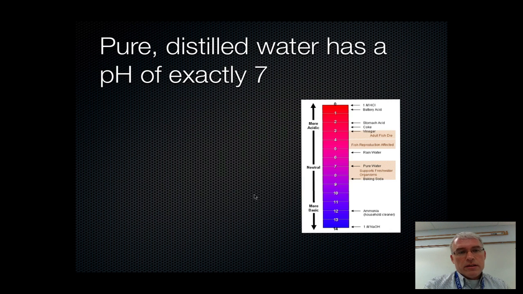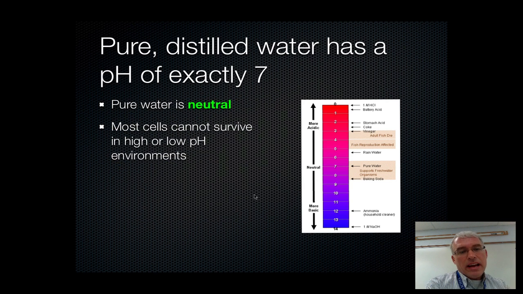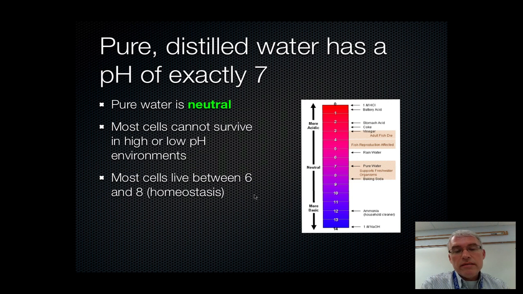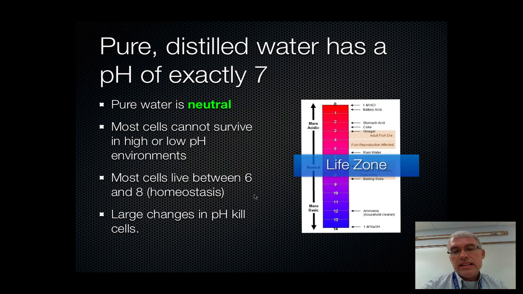All right? So, pure distilled water has a pH of exactly 7, and most cells cannot survive at pHs very far from 7. Most cells can only live in pH between 6 and 8. This is the homeostatic region for human cells, for example, and it's where most plant and animal cells are most comfortable. Large changes or fast changes to pH can kill most cells. We like to think of this area between 6 and 8 as the life zone on the pH scale.